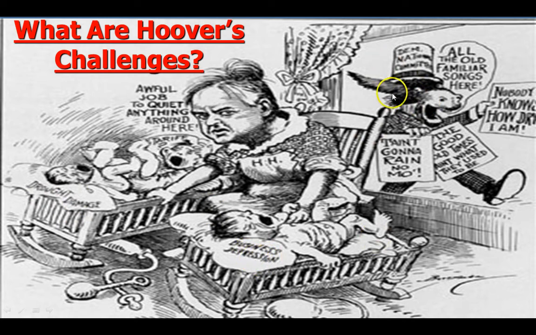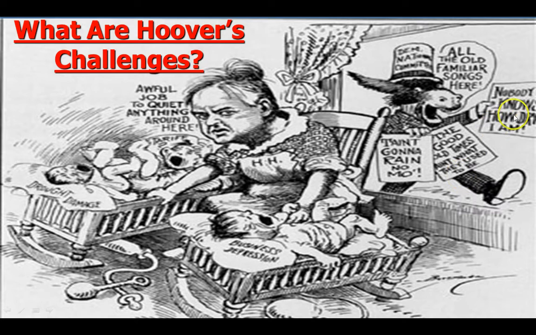We have the Democratic donkey in the background here chanting and praying back and forth. The Democratic National Convention Committee, you can see here. All the old familiar songs here. Ain't Gonna Rain No More, which references the drought in the 1930s. It's going to start, which is very significantly bad. We'll talk about that in terms of the Dust Bowl. And the good old times ain't what they used to be.